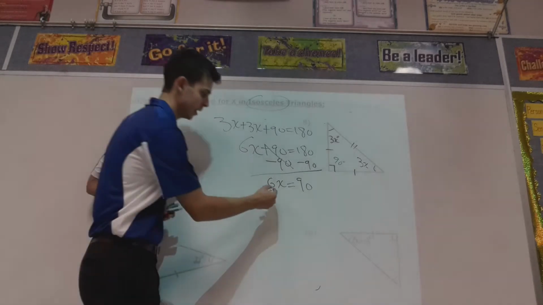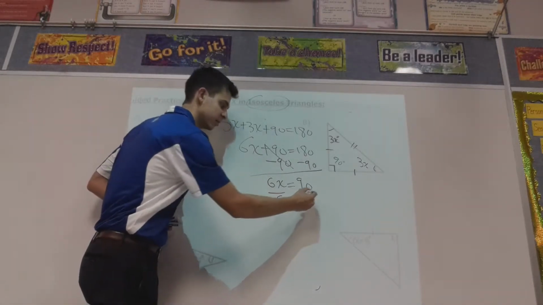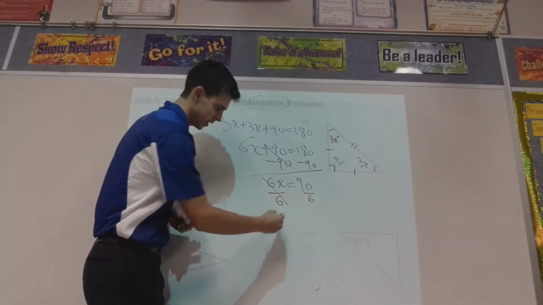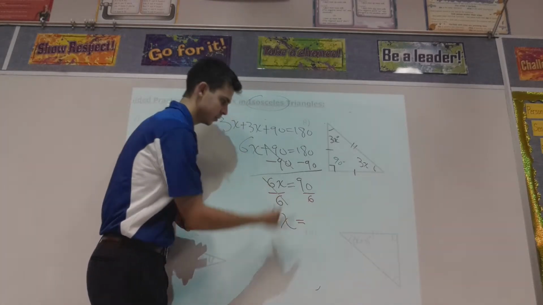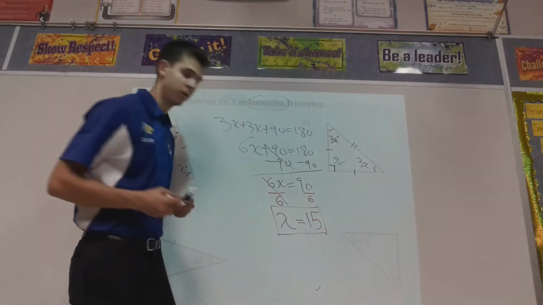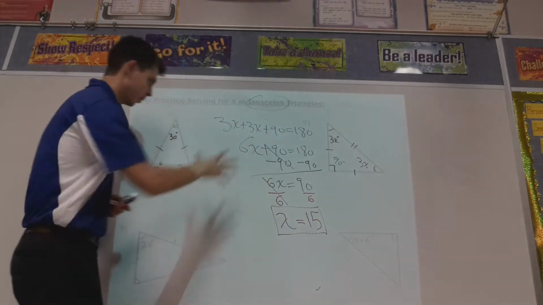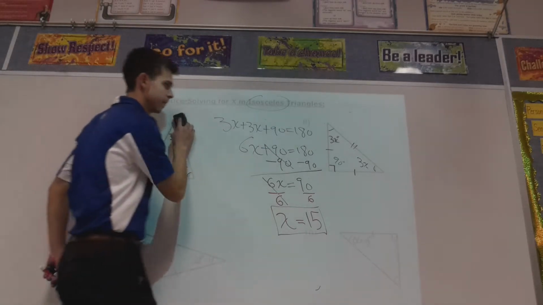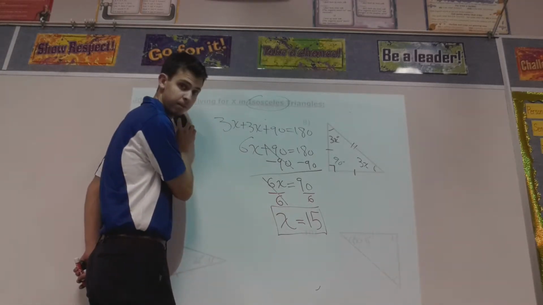Finish off the problem in red. Inverse operation, divide both sides by 6. These cancel. X is equal to 15. Alright, there's my answer for problem 8. I'm also going to use this space once again for problem 9. Pause it if you need to.